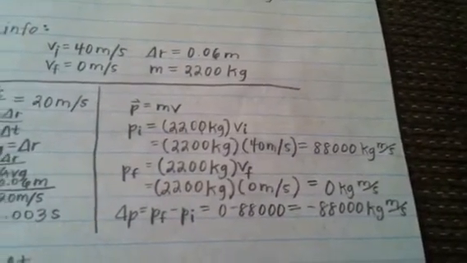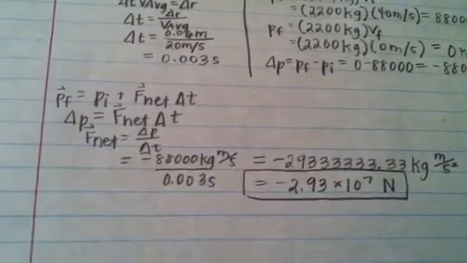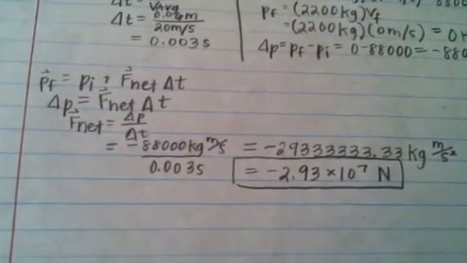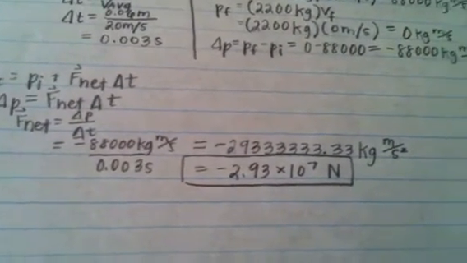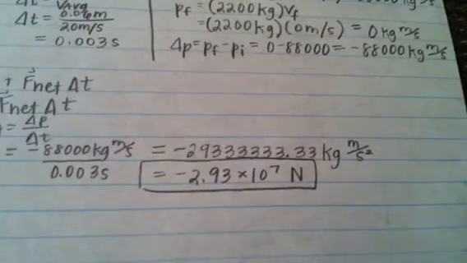All we have left to do is plug that into our net force formula, change in p over change in t. Our change in momentum was negative 88,000. Divide that by 0.003 seconds, and we end up with negative 2.93 times 10 to the 7th newtons.